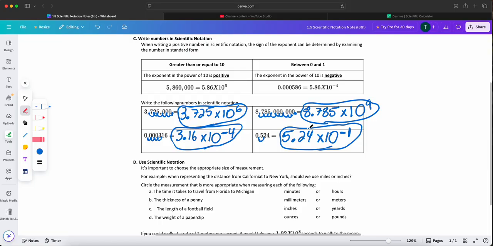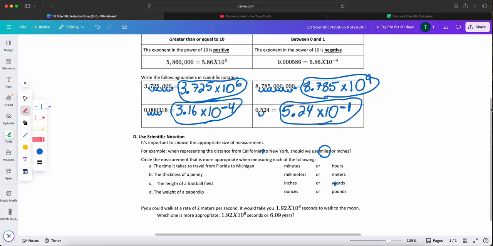Okay. So these next few problems on this page are just us picking which measurement is appropriate, and there are a few typos, which I wasn't the one that made these notes. So, like that T shouldn't be there, and this E shouldn't be there. So it says, for example, when representing the distance from California to New York, should you use miles or inches? If you use inches, that's going to be a huge number. So the most appropriate size would be to use miles. Okay. So they want us to circle that in these next few.